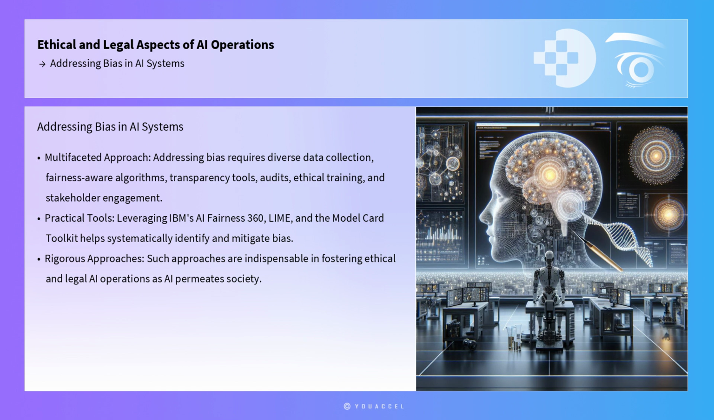In summary, addressing bias in AI systems requires a multifaceted approach, combining diverse data collection, fairness-aware algorithms, transparency tools, regular audits, ethical training, and stakeholder engagement. Each of these components plays a vital role in ensuring that AI systems are fair, transparent, and accountable. By leveraging practical tools and frameworks like IBM's AI Fairness 360, LIME, and the Model Card Toolkit, AI professionals can systematically identify and mitigate bias, leading to more trustworthy and equitable AI systems. As AI continues to permeate various aspects of society, such rigorous approaches to bias mitigation will be indispensable in fostering ethical and legal AI operations.